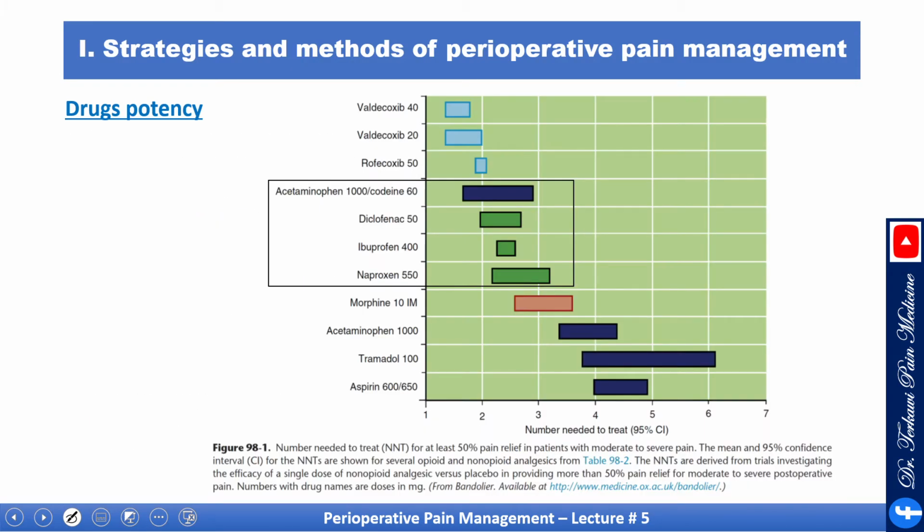This is another diagram here, similar concept. So if you look at medication with number needed to treat between 2 and 3, you have Tylenol 3, which is with the codeine, diclofenac, ibuprofen, naproxen. And look at the tramadol, for example. It's less potent, which is not surprising if you remember the opioid lecture.